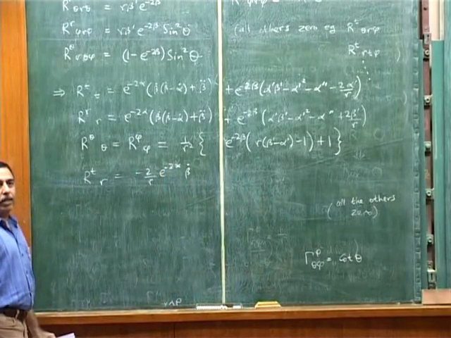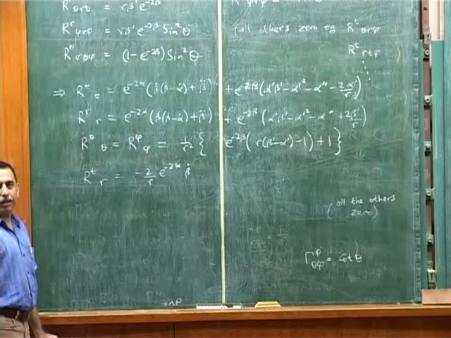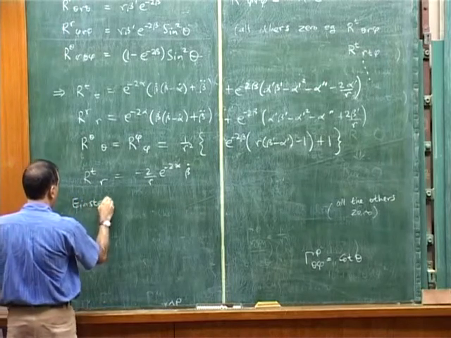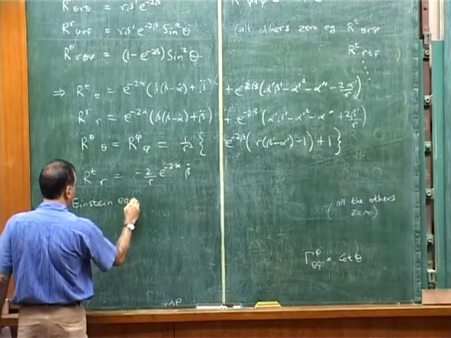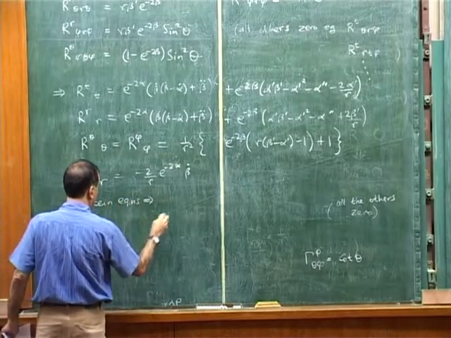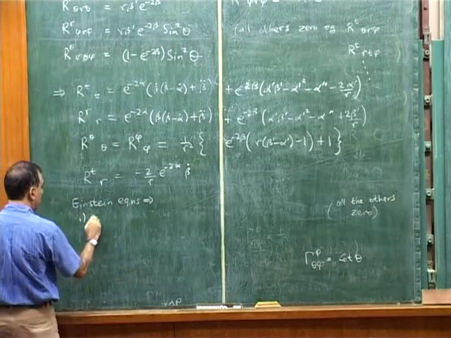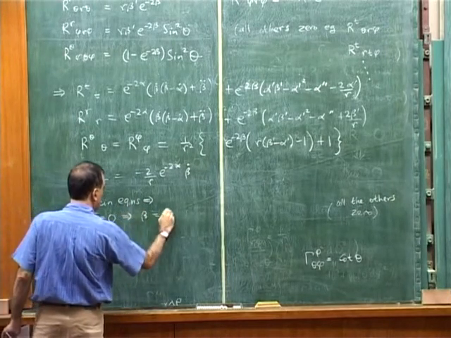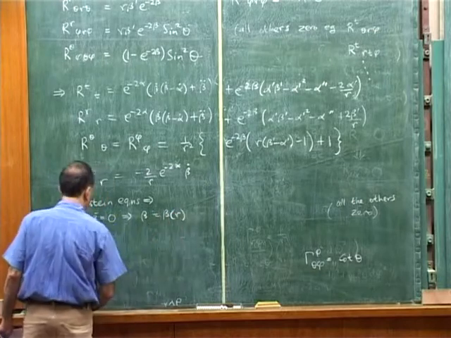I already learned that beta is time independent. Okay, so Einstein equations imply the following set of things. First, beta dot equals 0, so beta equals beta of R only.